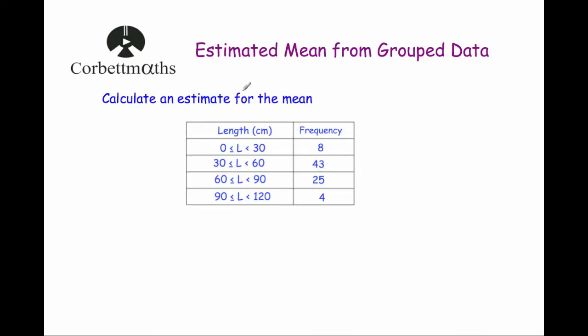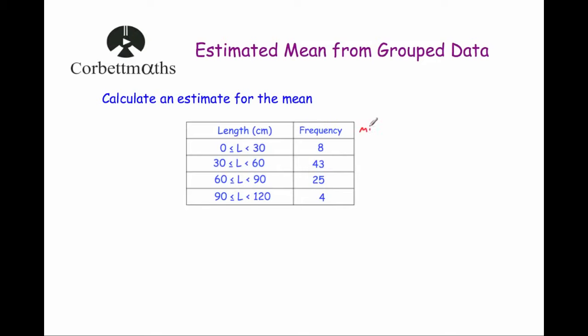So this table shows the length of some alligators. We have got that 8 alligators have a length between 0 and 30 centimeters, 43 alligators between 30 and 60 centimeters, 25 alligators have a length bigger than or equal to 60 centimeters but less than 90 centimeters, and 4 alligators have a length bigger than 90 centimeters but less than 120 centimeters.